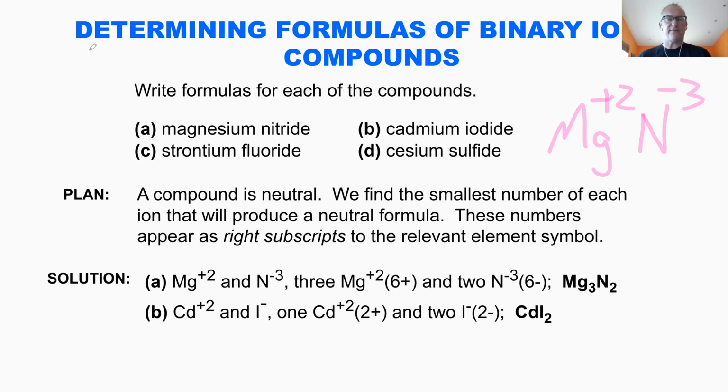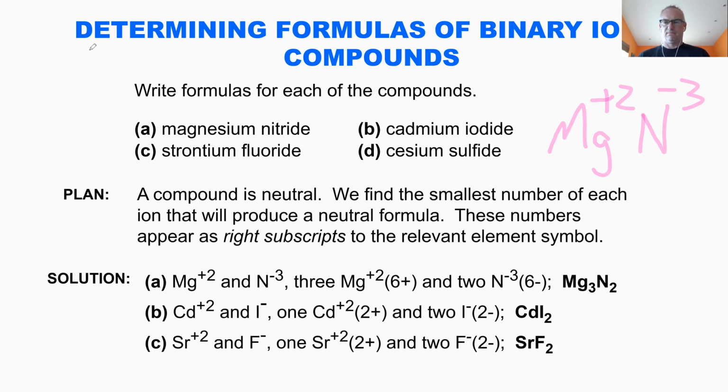So what's going to be my formula for strontium fluoride? SrF2. Touchdown. Yes, very good. Excuse me. And yes, cadmium is a transition metal, right? Yeah, sorry. Yeah, cadmium. It should have had a 2 there. Okay, I apologize. Finally, cesium sulfide.